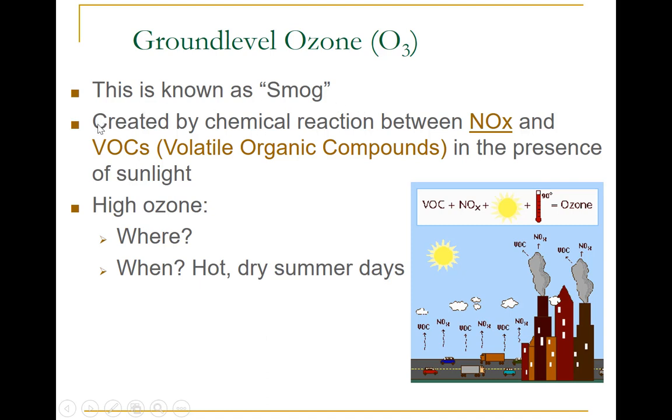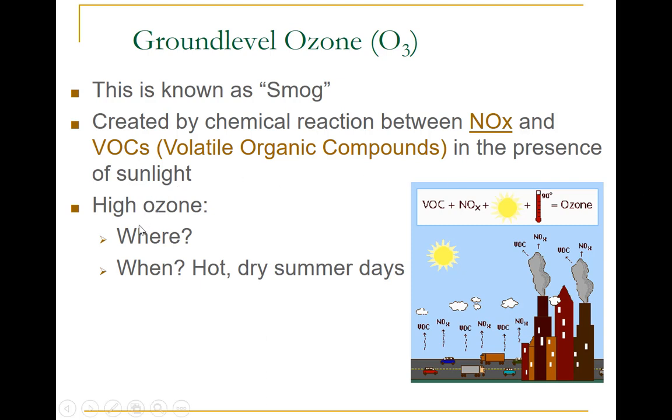So the chemical reaction between NOx, which we introduced earlier, and VOCs, which stands for volatile organic compounds, in the presence of sunlight leads to ozone formation. So ground level ozone is formed when you have NOx, nitrogen oxides, VOC, volatile organic compounds, and you have sunlight as well as heat. Together, this leads to the reaction moving forward and producing ozone at the ground level, or at the level where we all live.